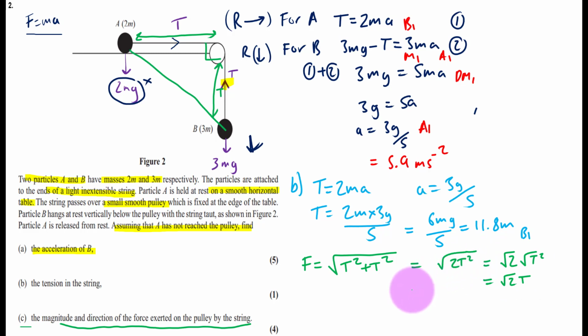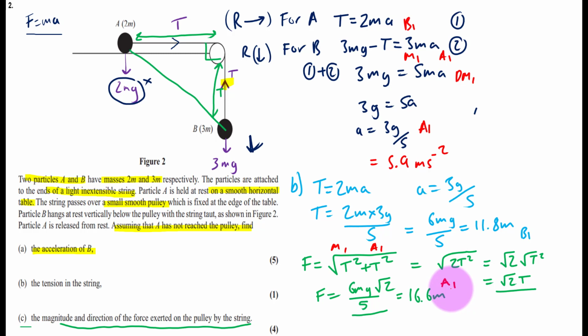Now, how could we write that nicely? So we know T equals 6mg over 5, so that's 6mg over 5 plus the root 2 from before here. And if we can simplify that, we can say that's going to be 16.6m. And I'm pretty sure you'll get the mark for just writing that anyway. So let's see how we get our marks here. Knowing to do this will give you your method and accuracy mark. Accuracy mark for this section.